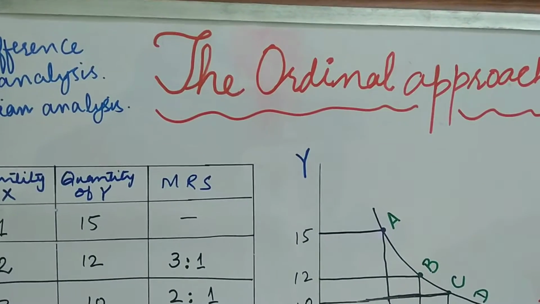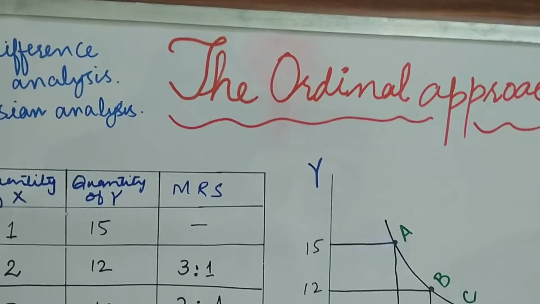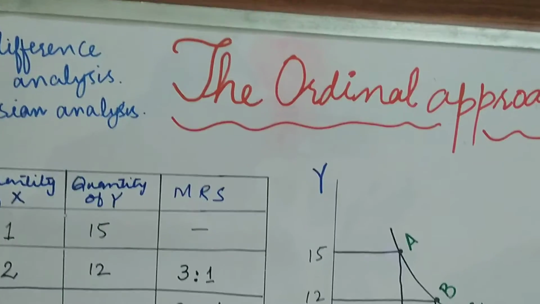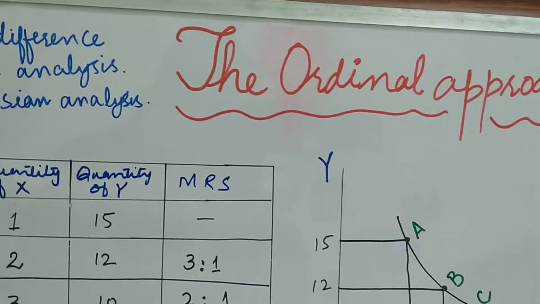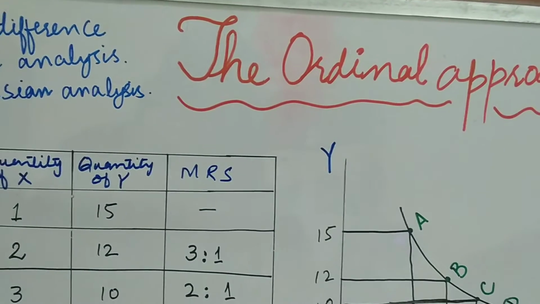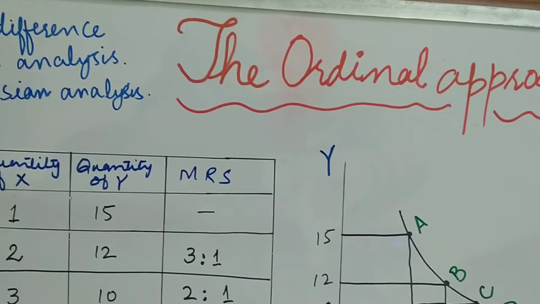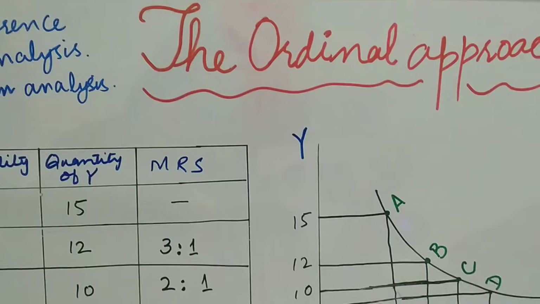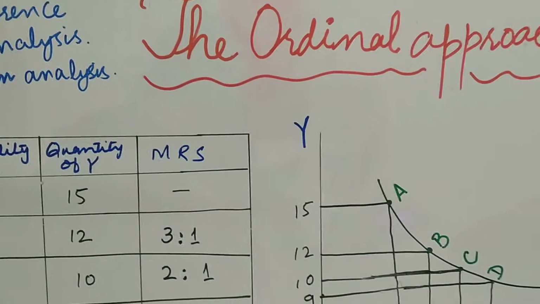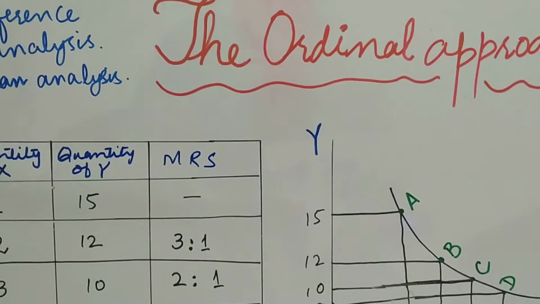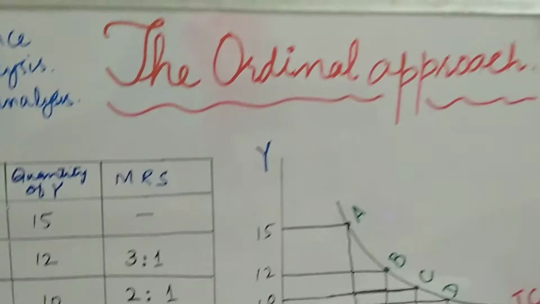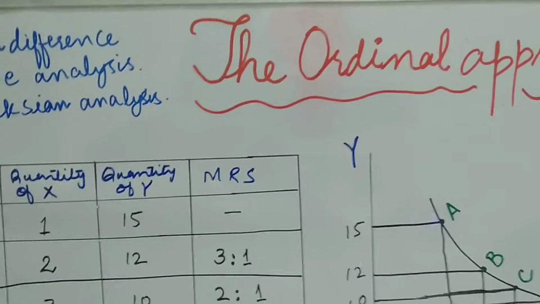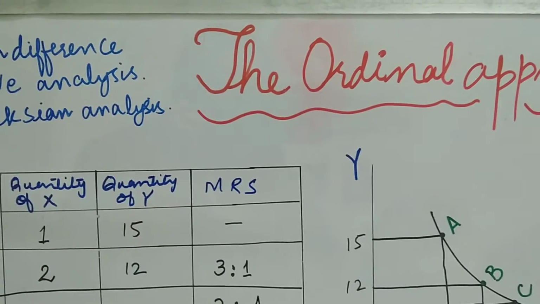There are some limitations that are attached to the cardinal approach. Most of the time, customers are not in a position to attach a cardinal number to the utility or satisfaction that he or she attains from the goods they consume. So there is another approach to analyze the utility, that is ordinal approach. In ordinal approach, we generally rank the utilities that we get from different combinations of two goods that we consume.